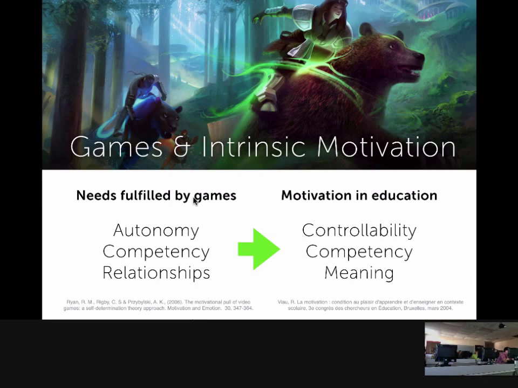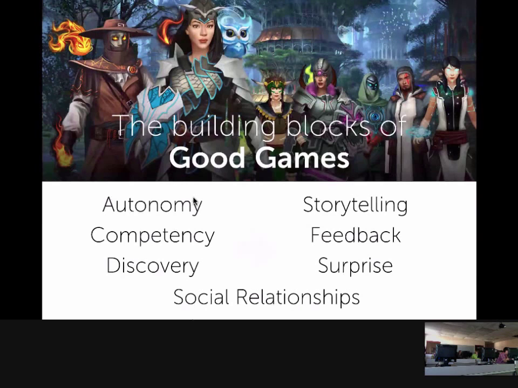And so if we look at the full list of things that we talked about that makes a good game, we have autonomy, competency, discovery, storytelling, feedback, surprise, social relationships. So you can make a game with one of these really working really well, or you can try to make a game with all 7 of these working really well. It really just depends on what the game is, but the idea is that these are the levers, if you will, to create engagement in an experience.